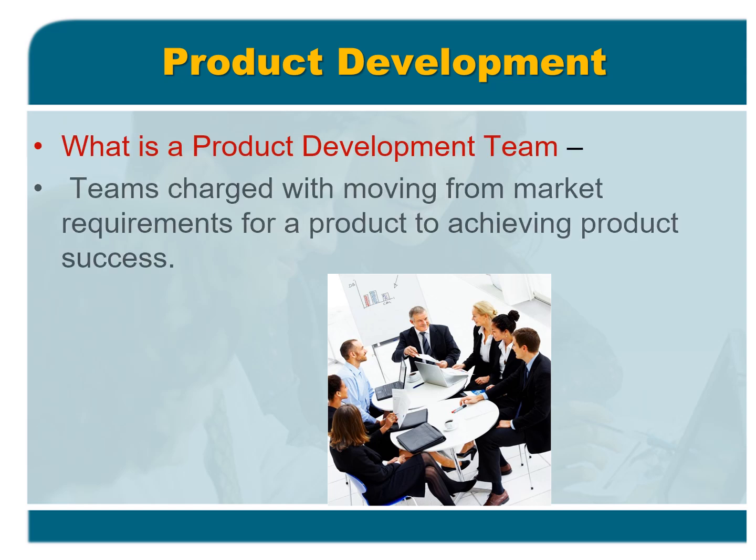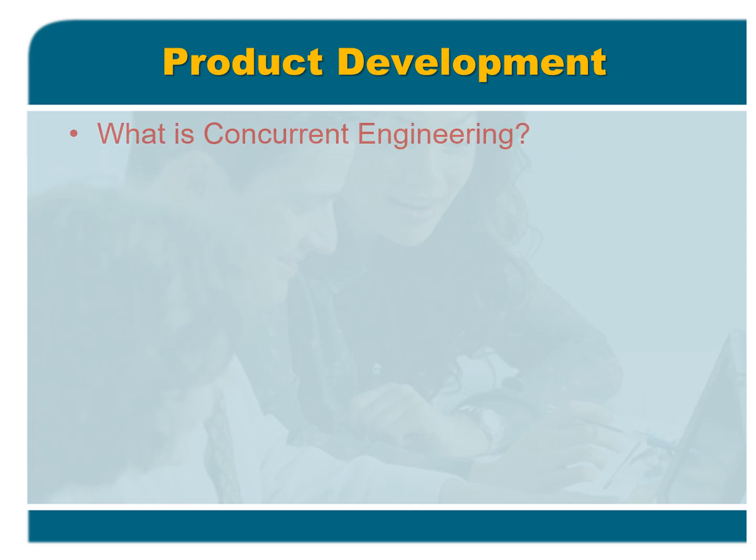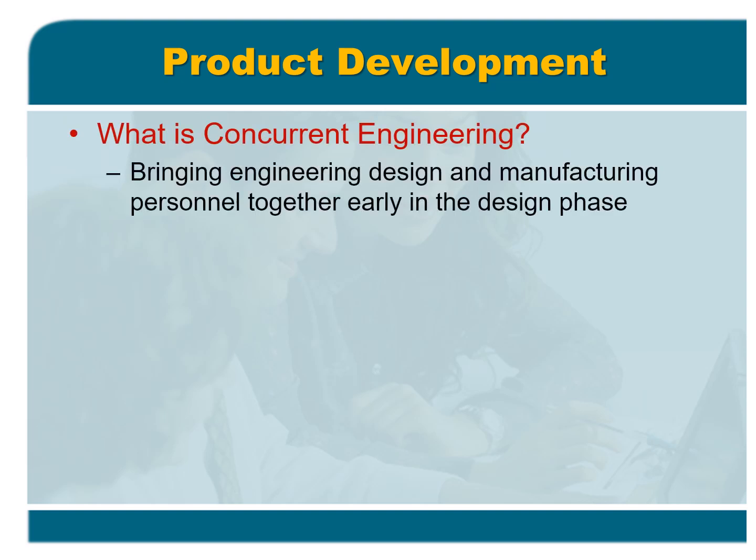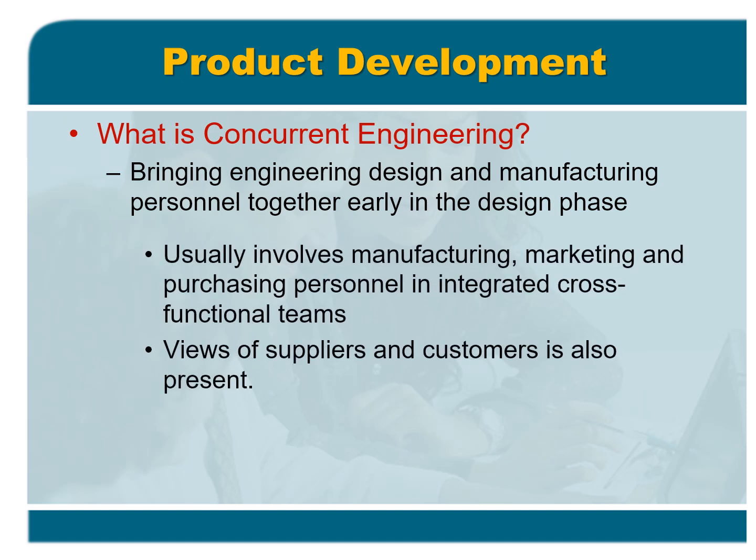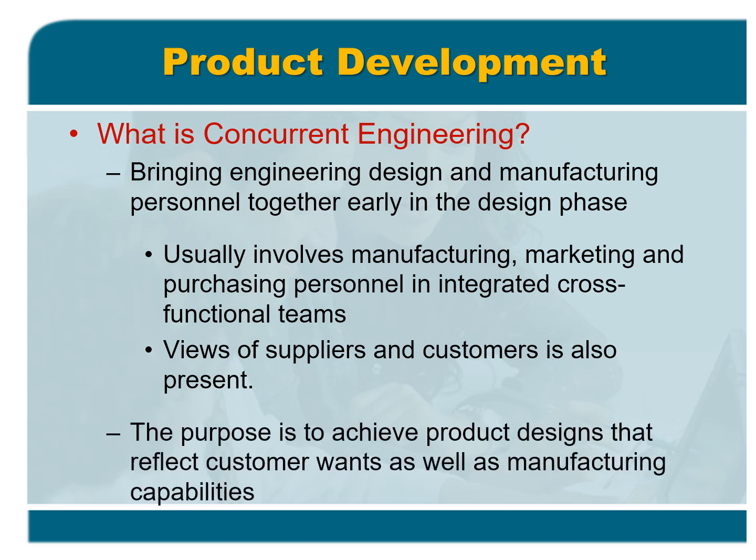Product development usually is done with a product development team or an R&D team. And they're a team charged with moving from market requirements for a product to achieving the product success. Concurrent engineering is bringing engineering, design, and manufacturing personnel together in the design phase early on. Usually involves manufacturing, marketing, and purchasing personnel in a cross-functional team. And there are views of the suppliers and customers also present. The purpose is to achieve product designs that reflect the customer wants and relationship to the ability of the manufacturing company to produce it.